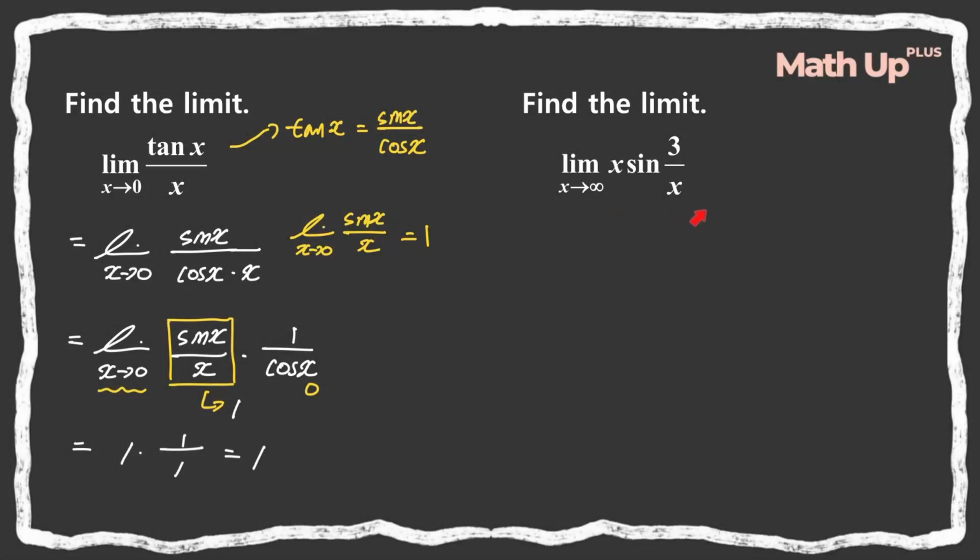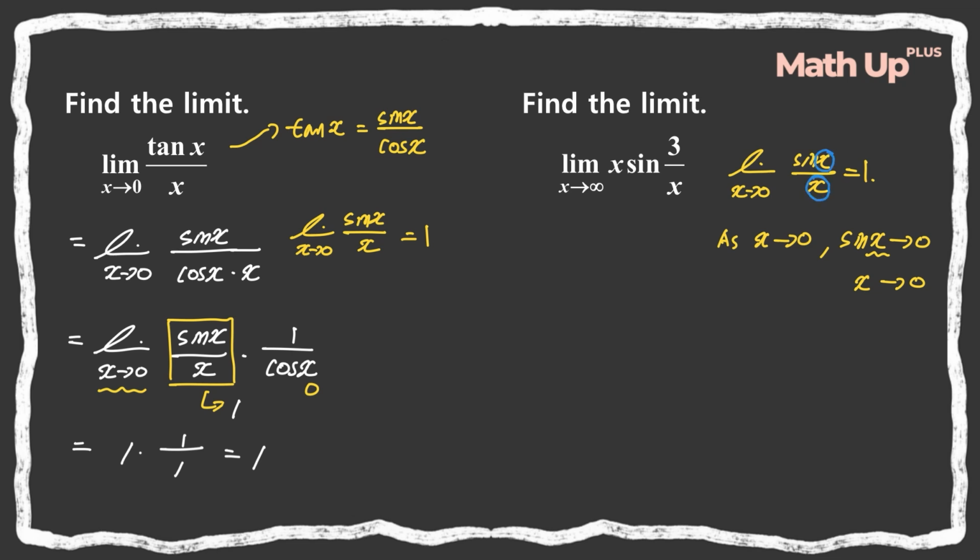For this limit right here, x approaches infinity, not 0, right? We know that the limit as x approaches 0 of sine x over x is equal to 1, right? That's the formula. And if we look at this formula more carefully, as x approaches 0, sine x approaches 0, right? Because sine 0 is equal to 0. And x also approaches 0, right? And we see that the angle right here and the expression right here are the same, right?